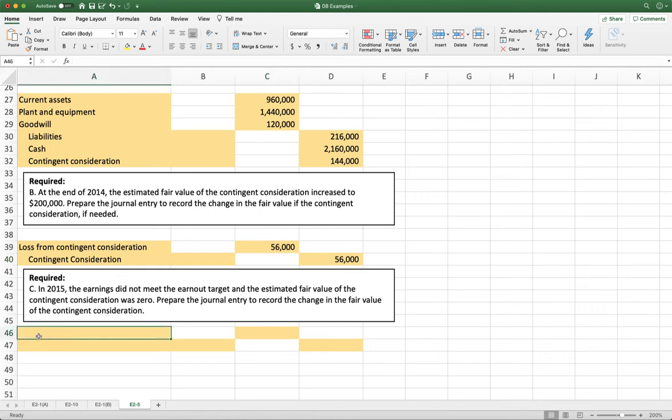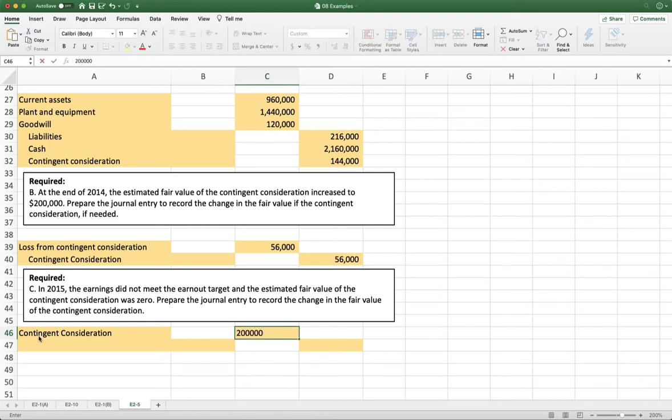So first thing we're going to do is take it off of our balance sheet entirely. So we have a liability that we're trying to get rid of. So we're going to debit contingent consideration. And the current balance in that account is the $200,000 that we increased it up to with our last entry. So we want to remove it entirely. So we're going to debit $200,000.